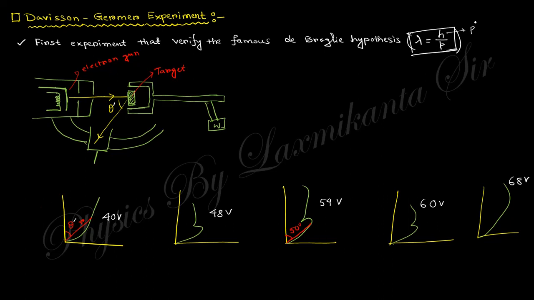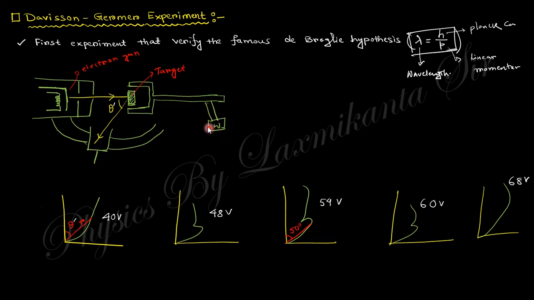h is the Planck constant, p is the linear momentum, and lambda is the wavelength. So this is the relation: lambda equals h by p, where h is the Planck constant, p is the linear momentum, and lambda is the wavelength.